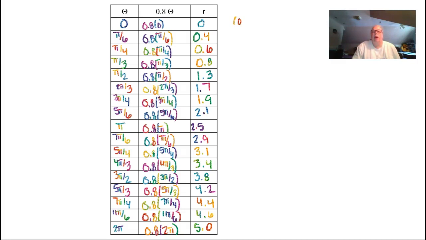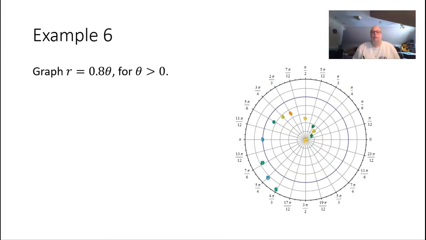The points I'm going to graph, I'm looking at 0, 0, 0.4 and pi over 6, 0.6 and pi over 4, 0.8 and pi over 3, etc., etc., etc. All right, so let's go ahead and graph all these points over on the polar paper and see what we get.